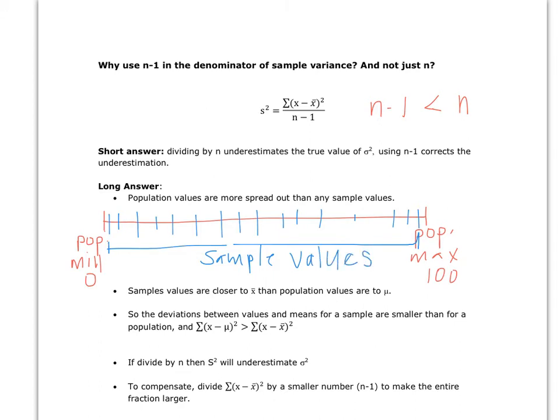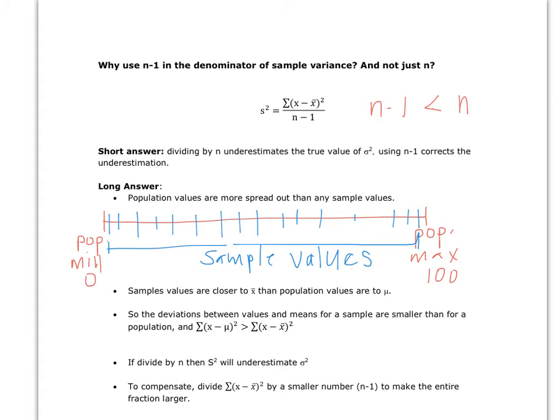All right, the difference between the population max and population min is going to be a bigger number than the difference between the sample max and the sample min. So that also means that the sample values are going to be closer to the sample mean than population values are to mu. Okay, if sample values are less spread out, they're going to be closer to the mean value than population values are to the population mean.